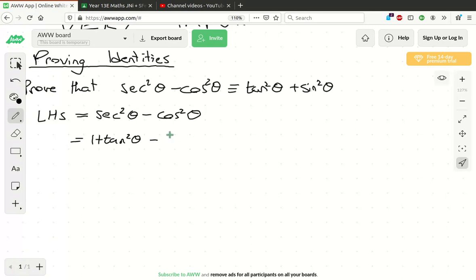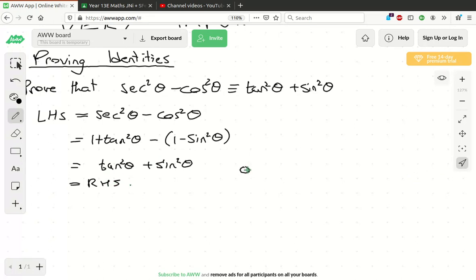And then the cos squared, well, that's the same as 1 minus sine squared. Remember to put it in brackets. And then it pops out really nicely because you get 1 minus 1 and then tan squared minus sine squared. So that's tan squared theta plus sine squared theta. And the answer pops out nicely, and you've got to the right-hand side, and you've done it.